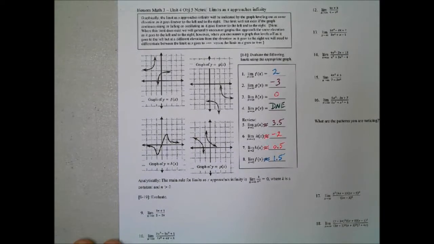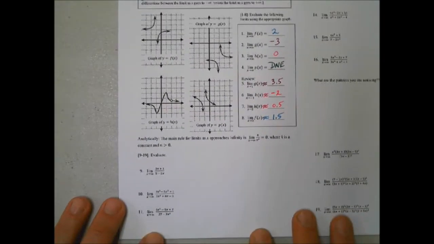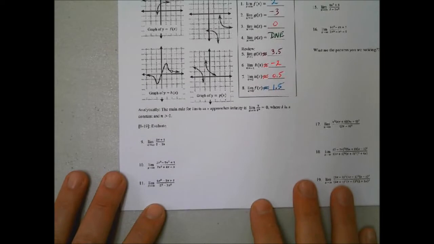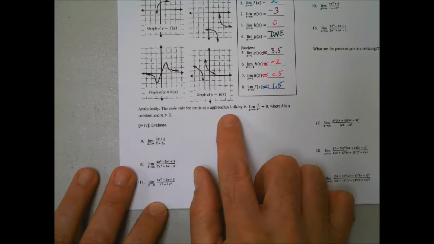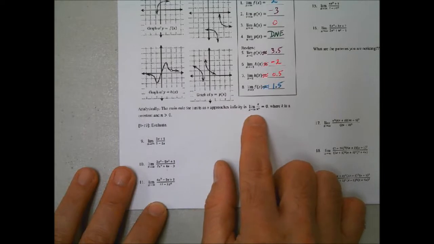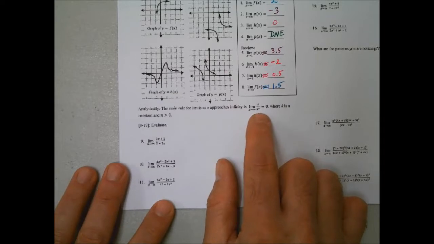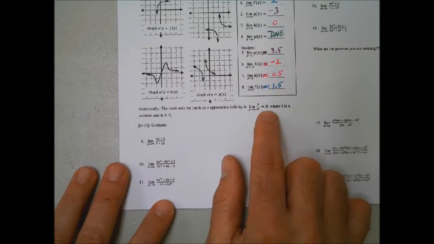Okay, let's move on to the analytical. There is one main rule for limits as x approaches infinity. So the limit as x approaches infinity, and it really doesn't matter whether it's positive infinity or negative infinity, of a constant over x to positive powers is 0. Okay, that's the main rule.